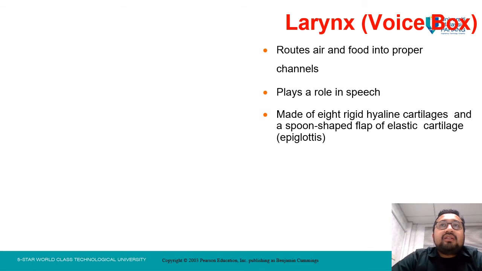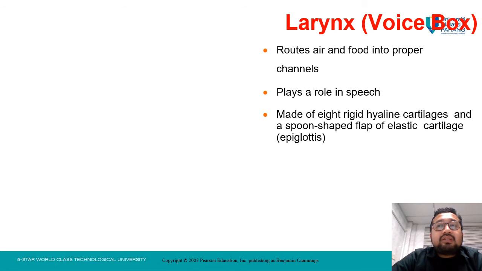Alright, and then in the larynx we've also got a voice box, where we create our sound. When we talk, the sound comes from the vibration of this voice box. It routes air and food into the proper channel and plays a role in speech. It is made of eight rigid hyaline cartilages and a spoon-shaped flap of elastic cartilage. We call it the epiglottis.